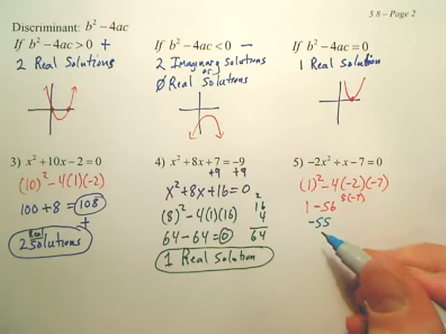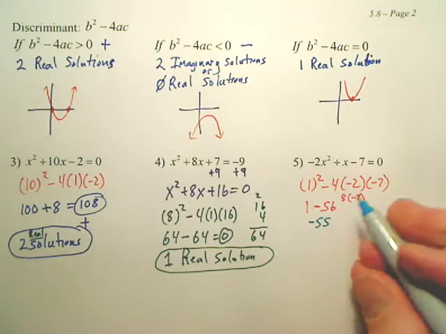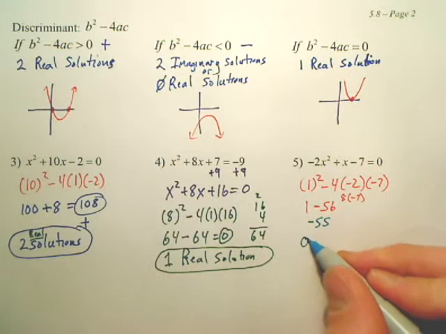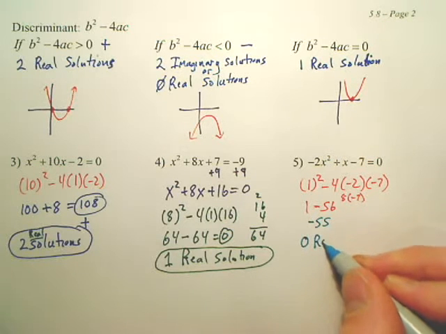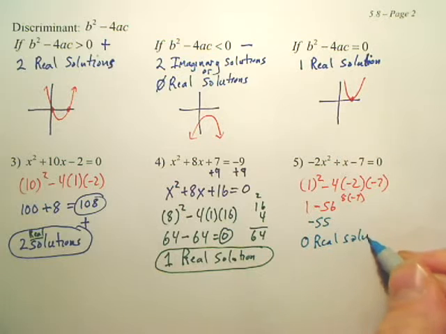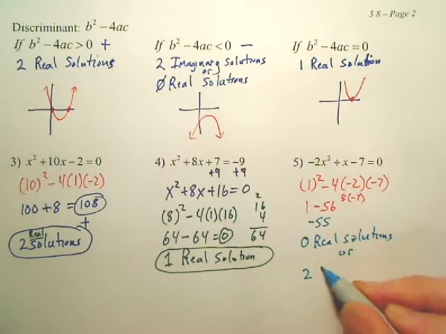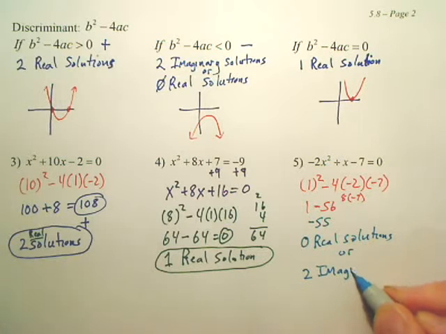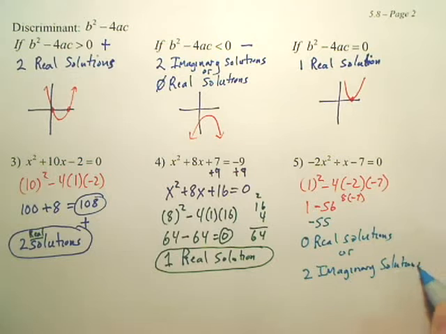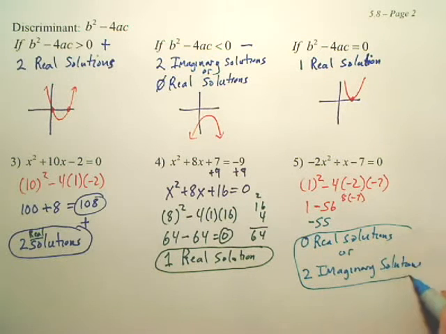So wouldn't this be imaginary? Because wouldn't the square root part of the quadratic formula be negative? Which means I have either 0 real solutions, there's 2 ways to say it, or 2 imaginary solutions. Either way works.